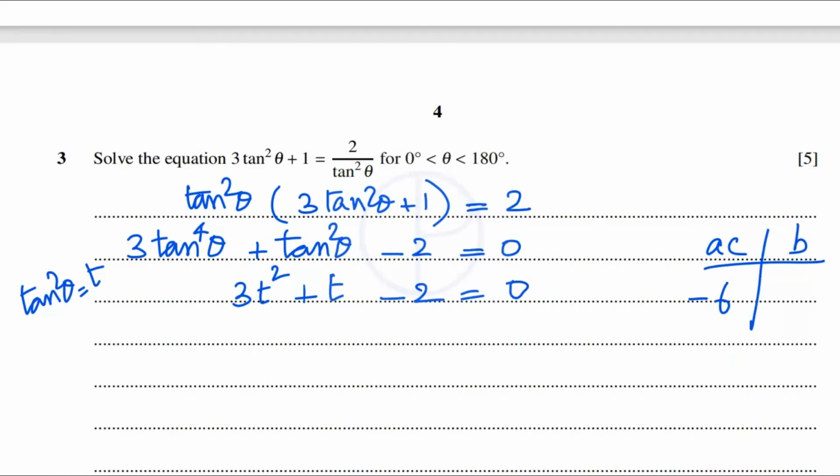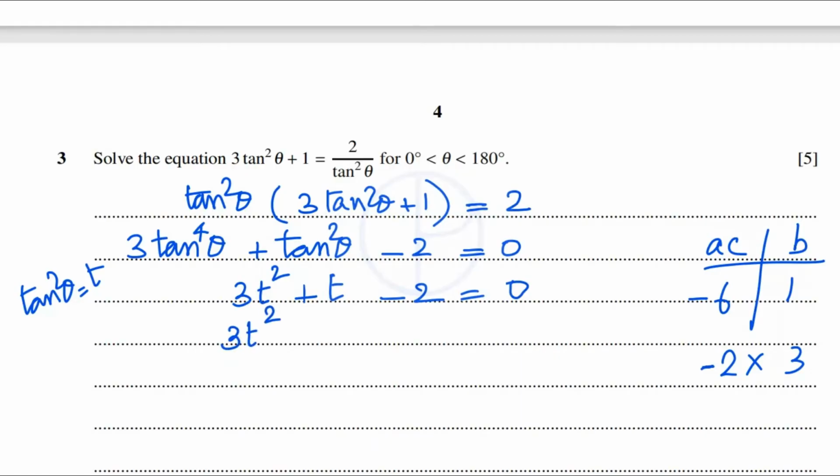What is the b value? It is 1. So when you multiply, you need to get negative 6, and when you add those two numbers, you need to get 1. So 3 multiplied by 2 gives 6, and we need to get a positive 1, so I'll put a negative sign here.